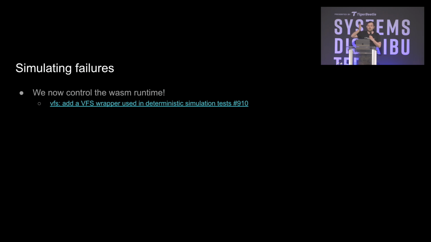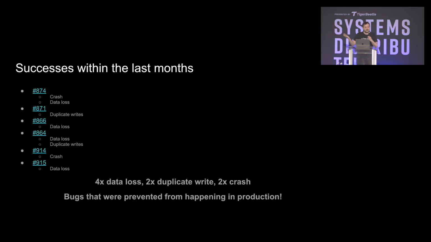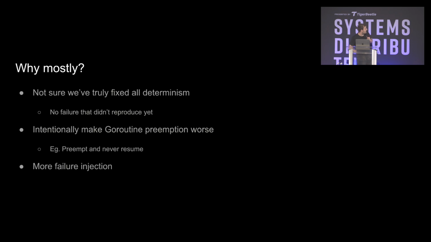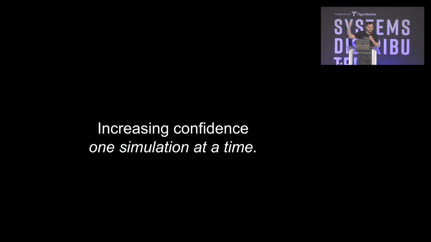And then ultimately, now we control the WASM runtime, which we then use to inject random failures, because we control the entire syscall interface, where we can now not just deterministically plan all the things that we're going to do against our system, but also deterministically plan all the failures that we're going to be injecting. And we found a bunch of crashes, a bunch of duplicate writes, a bunch of data loss issues that never actually reached production because of this. And this is how we're increasing confidence one simulation at a time.